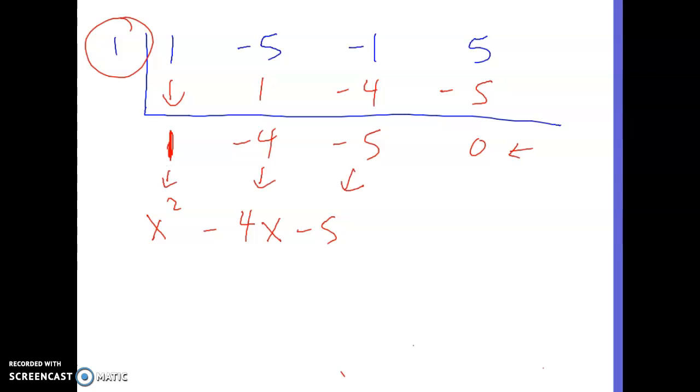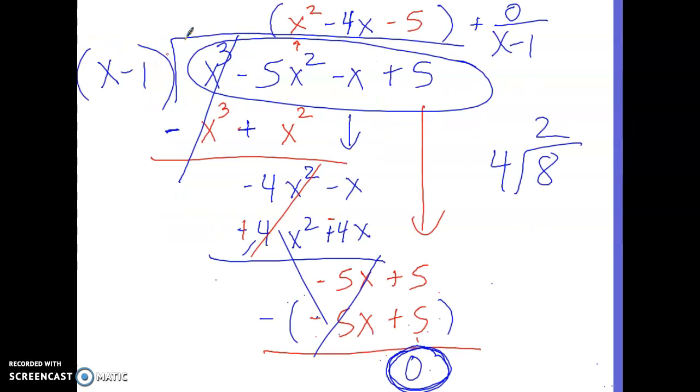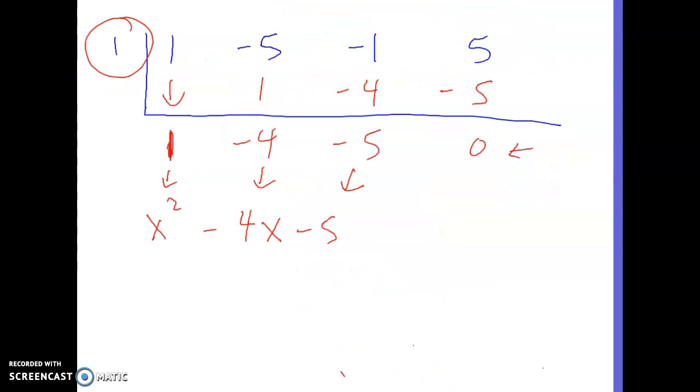That's what those numbers represent, the coefficients. And again, we've divided 1x out. So originally we started with an x cubed. We've divided an x out. That becomes an x squared. We had an x squared. We divided an x out. That becomes an x. And I think that's all I have to say.